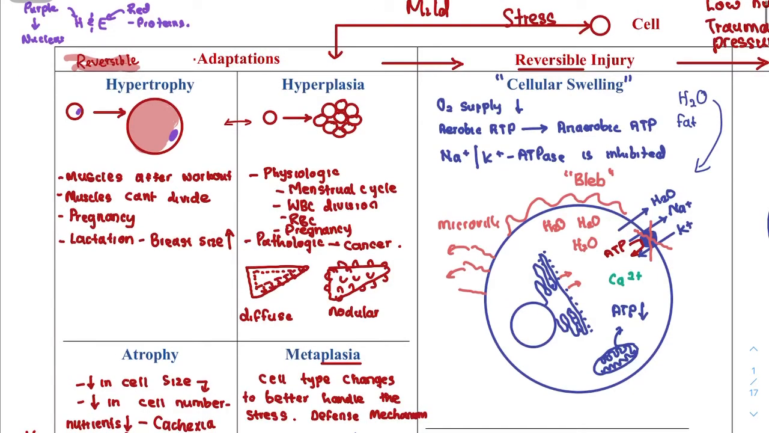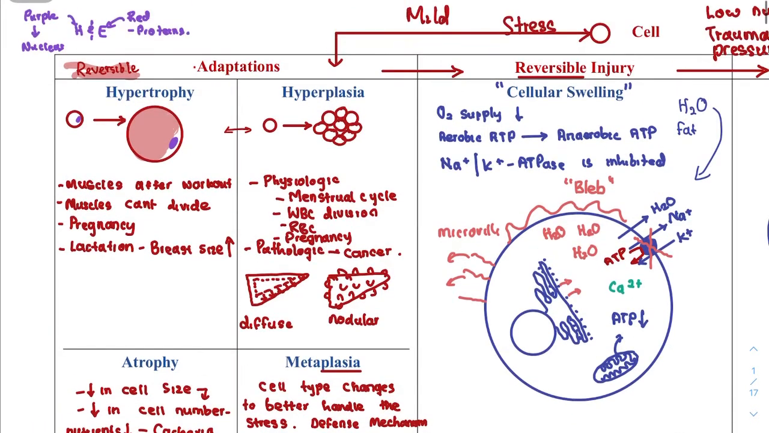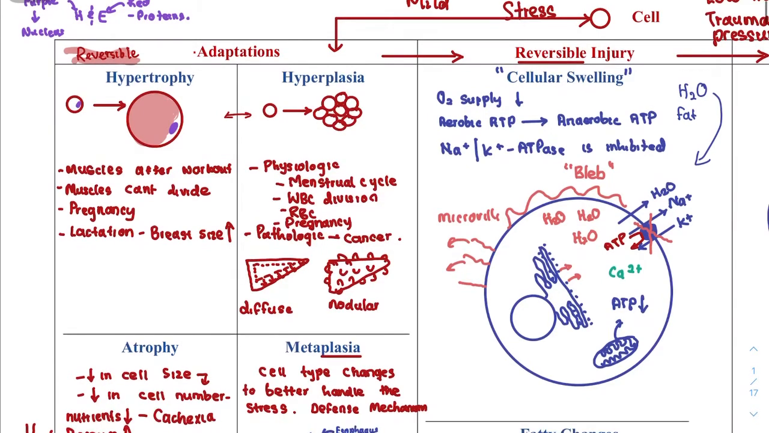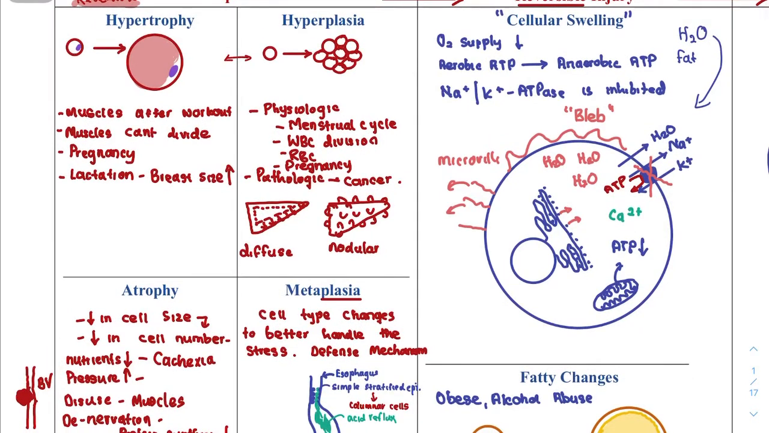When it comes to adaptation, that is a reversible change, and 4 things can happen usually. So wherever I draw a nucleus, I will try to draw it in purple, because the nucleus stains on H and E in purple. This is very important when we do slides in pathology. So first, adaptation. Hyper, increase, trophy, growth, cell growth.